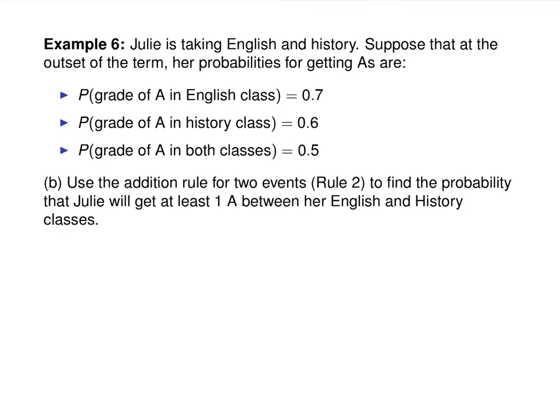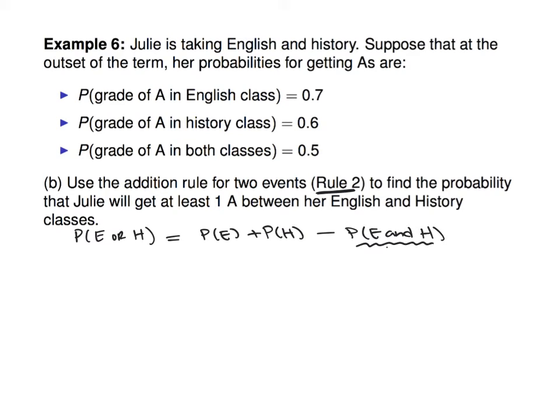Next, a really reasonable question is, what is the probability that Julie will get at least 1 A between her English and history classes, meaning A in English or A in history, or possibly both? So the probability of E or H, and this problem tells you what rule to use, but in general you'll have to figure out that this is what you have to use yourself, would equal P of E plus P of H minus P of E and H. Don't forget this last part because that matters.